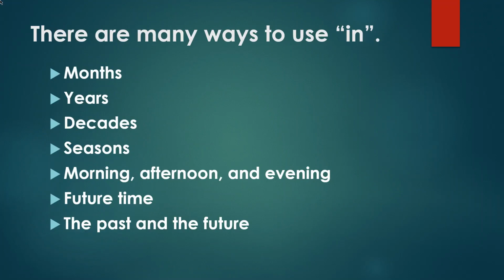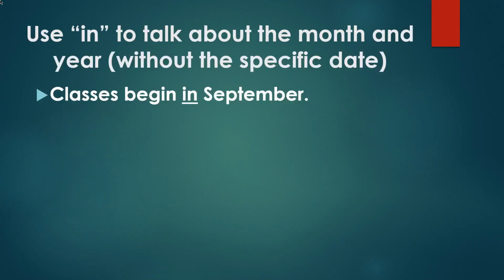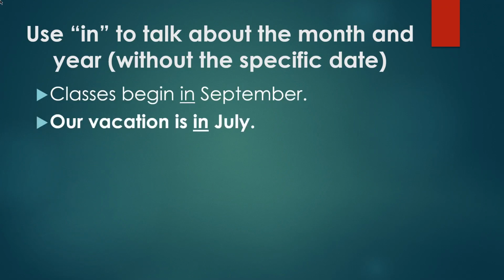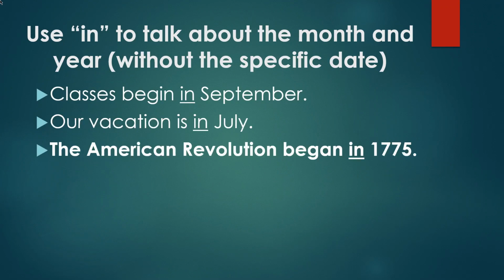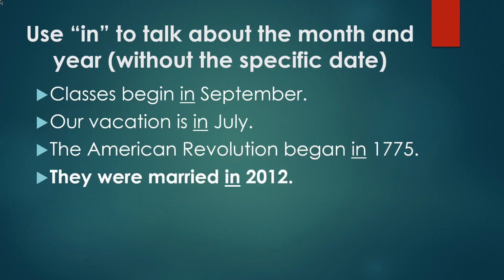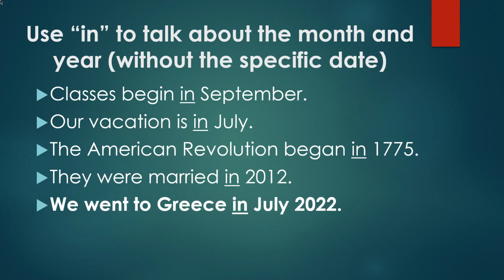Now, there are many ways to use the preposition in to talk about time. You can use it for months, years, decades, seasons, etc. Let's look at these. Use in to talk about the month and year without the specific date. For example, classes begin in September. Our vacation is in July. The American Revolution began in 1775. They were married in 2012. We went to Greece in July 2022.